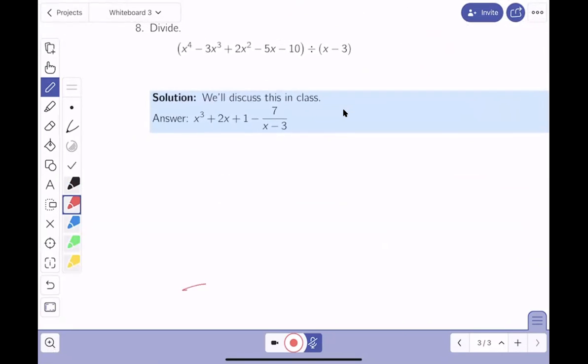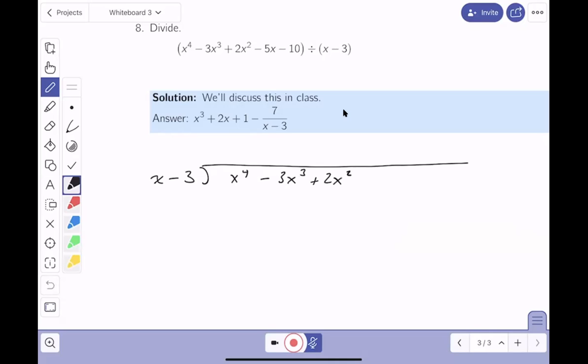I'll write this over here. So x, let's go back to black ink. x minus 3 into x to the fourth minus 3x cubed plus 2x squared minus 5x minus 10. And what am I going to do? It's really the same story over and over again. What times this would match this identically? And that would be x cubed.